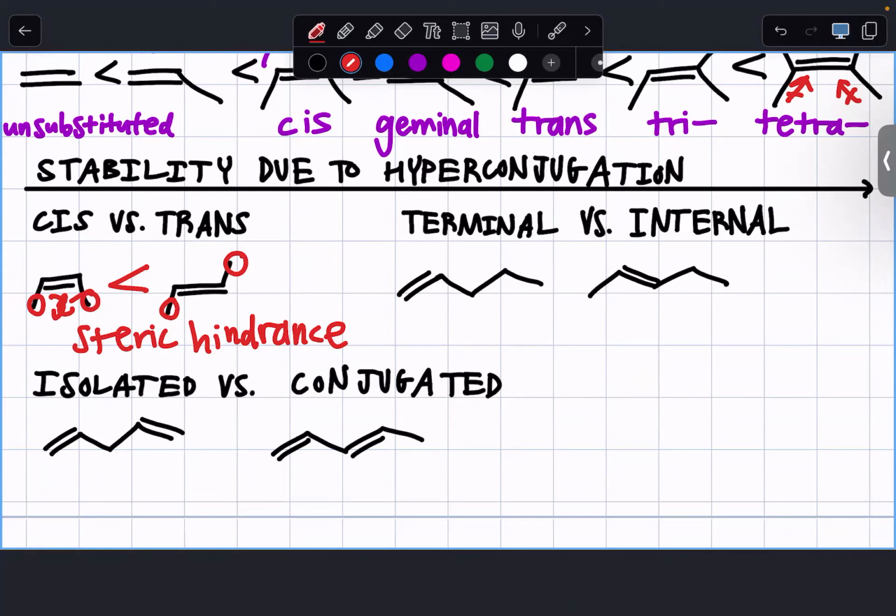Which one of these alkenes do you think is going to be more stable? The terminal alkene or the internal alkene? Internal, great. Because internal has two groups. So this is di-substituted, and terminal is only mono-substituted. There's only one group there. And this is due to hyperconjugation.